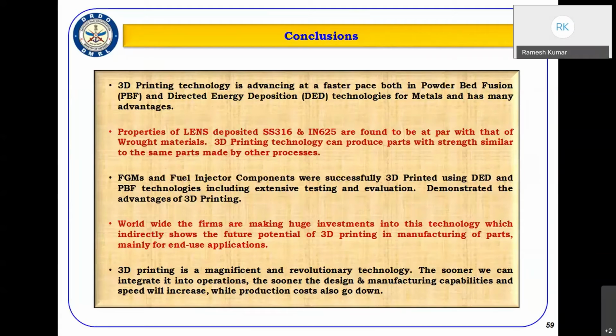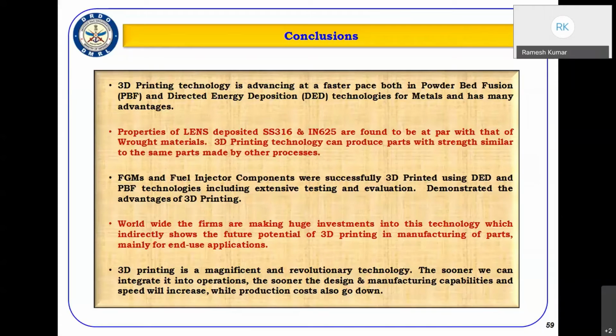And I would like to say, worldwide, the firms are making very huge investments in this technology, which indirectly shows the future potential of this technology for manufacture of parts, mainly for end use applications. I'm again specifically saying that metal components are mainly for end use applications.